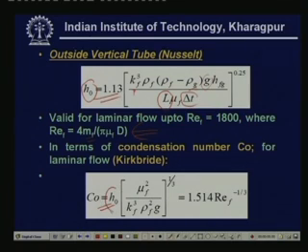So, here this h naught is the heat transfer coefficient obtained from Nusselt's expression. And again mu f is the viscosity and rho f is the density, g is the acceleration due to gravity, and kf is the thermal conductivity. So, here this entire quantity is known as condensation number. Condensation number is equated to Reynolds number, Re f. So, condensation number is 1.514 into Reynolds number to the power of minus 1 by 3. So, this is Kirkbride's correlation.